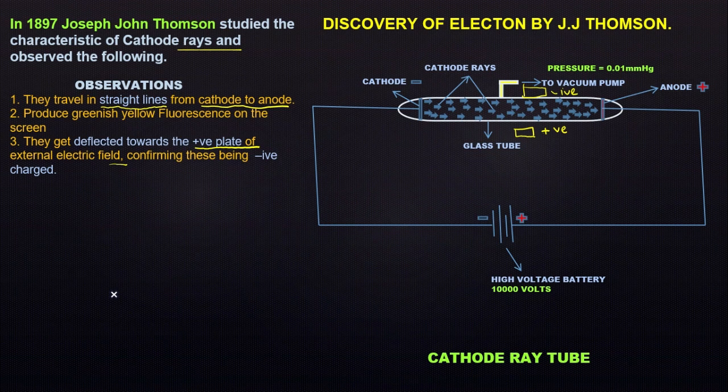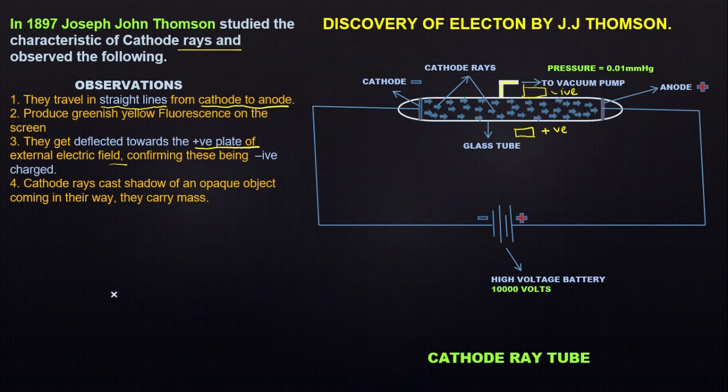carry a negative charge. Cathode rays cast a shadow of an opaque object coming in their way, they carry mass. That means if something is placed in the line of cathode rays, they will definitely produce a shadow of that object on the opposite side. So if cathode rays are hitting this object, the shadow will be produced on the opposite end of that object. Since they are not bending, whatever cathode rays are hitting the object along its length or breadth are being stopped. So on the other side, no cathode rays are there, and that will produce a shadow in that way. Since they are of particle nature, cathode rays have mass, since a particle has mass.